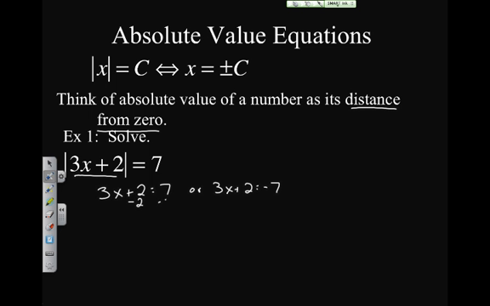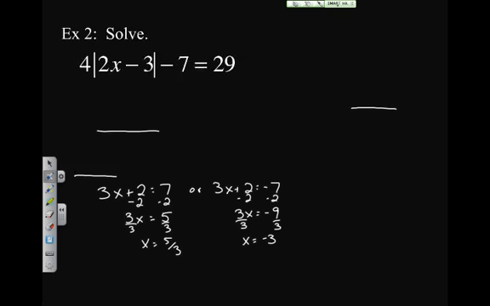We subtract 2, and we get 3x equals 5. And when we divide by 3, we get x equals 5/3. When we solve the other one, we subtract 2, and we get 3x equals negative 9. We divide by 3, and we get x equals negative 3. So this is going to boil down to really having two different answers, but you always are going to have that idea of a positive and a negative.